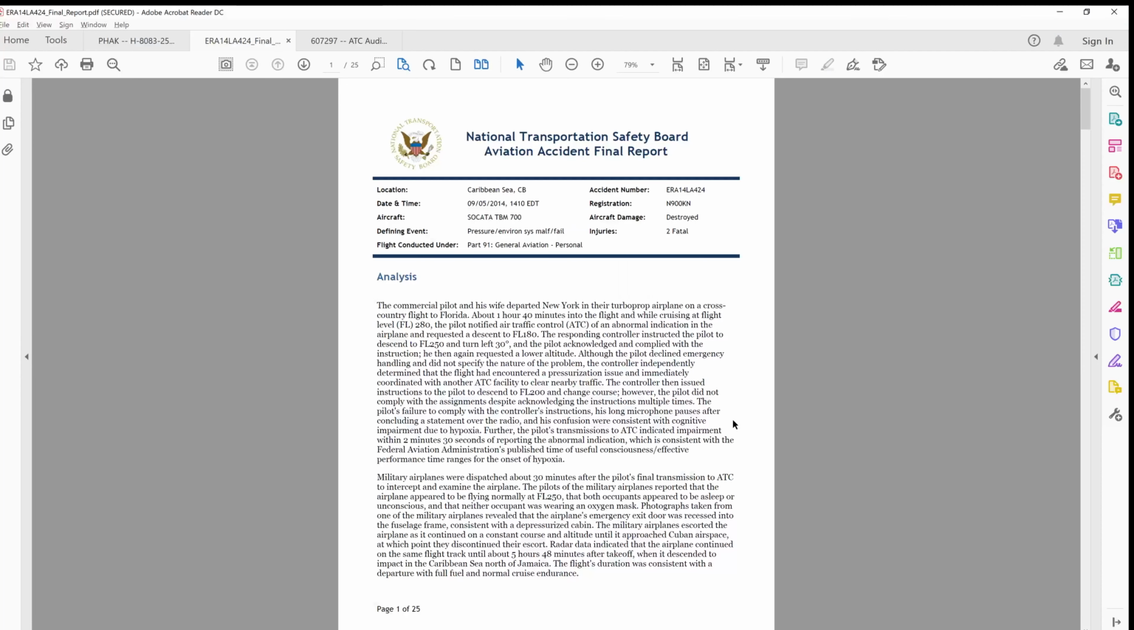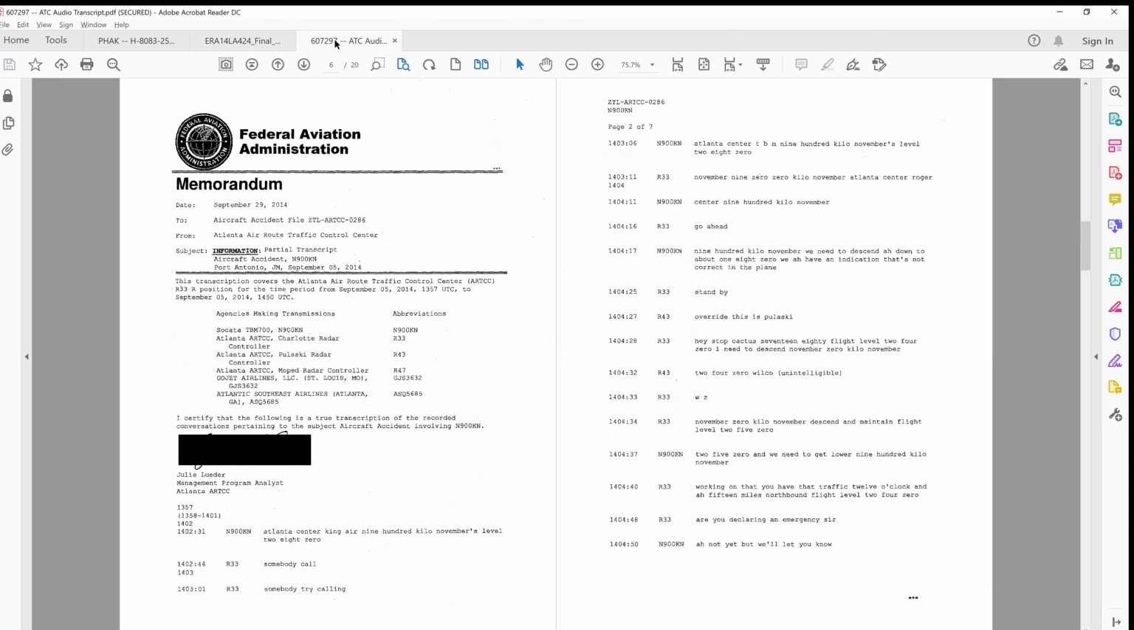Let's go back to the NTSB report just to look at a little bit of the timing of that audio, just so you get some sense. So he had checked in at 14:03:06 at 280, and at 14:04:17, 900 Kilo November, we need to descend down to 180. We have an indication that's not correct in the plane. So that's kind of when we're going to start our clock.